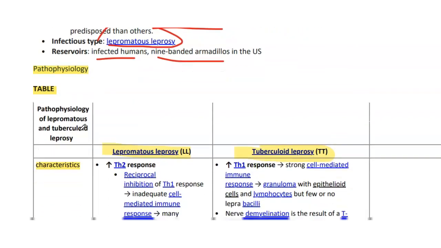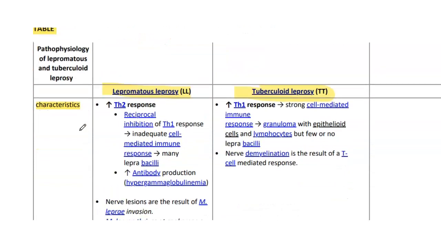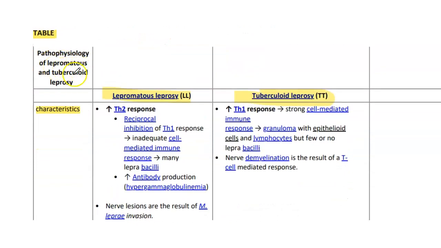Now, what is the underlying pathophysiology? The pathophysiology of lepromatous and tuberculoid leprosy. In lepromatous, we have a helper T cell type 2 response, so increased Th2 response. Due to this, the Th1 response is inhibited. So there is an inadequate cell-mediated immune response, and the leprobacilli grow. So many leprobacilli are present.